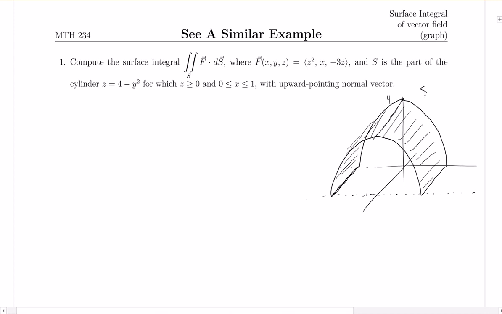So here's the surface S, and we want the orientation with upward pointing normal. So at any given point on the surface, we want the normal vector to have positive z component. So it points outward, away from the x-axis.